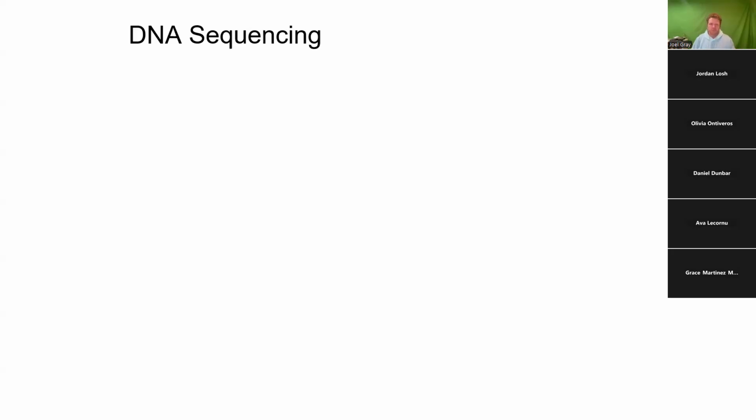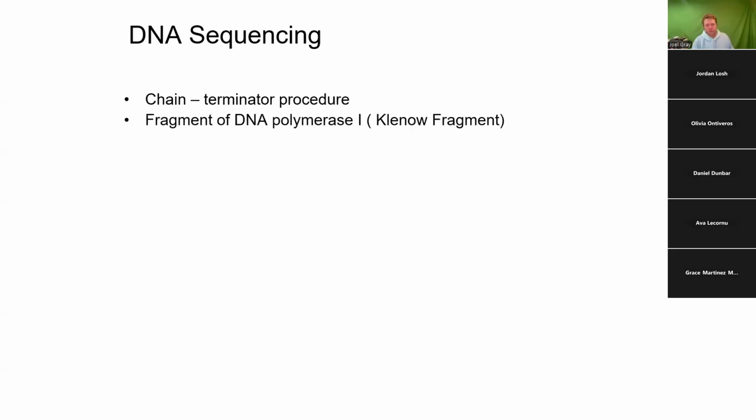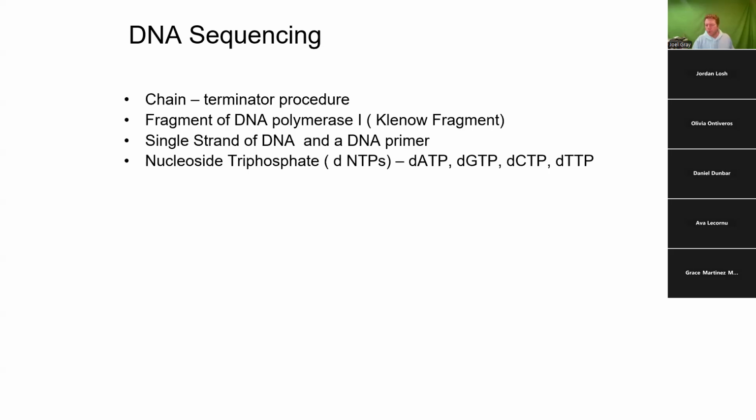But DNA sequencing is very similar to PCR. The difference is you use a fragment, a piece of a DNA polymerase known as the Klenow fragment. You have to use a single strand of DNA and a DNA primer. So you're not using both strands. They'll both be in there, but you're only going to have a primer that complements one of them. You're going to use nucleoside triphosphates, just like in PCR.